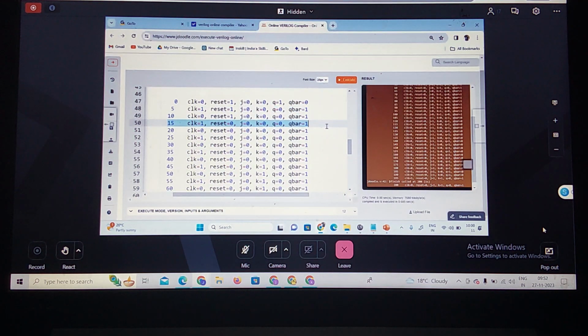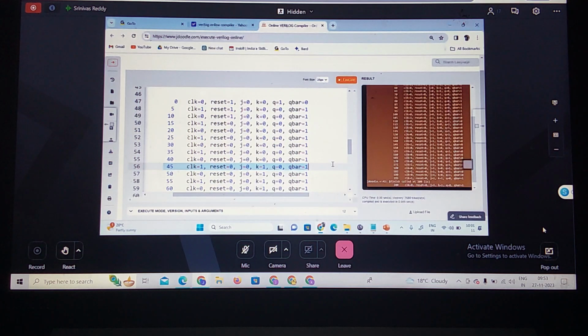At this rising edge, reset is 0, J0, K0, memory operation. When reset is 0, then it observes the JK input. At this rising edge, what happens here? Can you tell me? Memory state. Reset is 0, J0, K0, memory state. So at this rising edge of the clock, memory state. Did you understand?